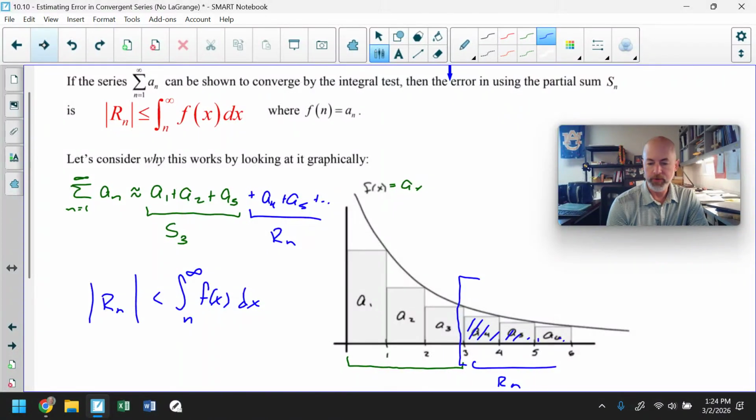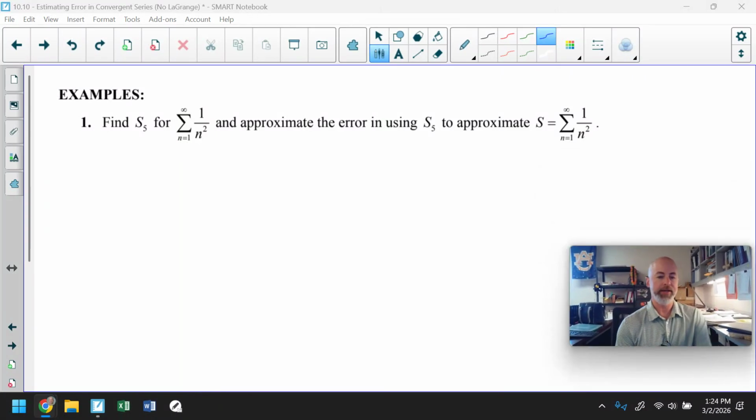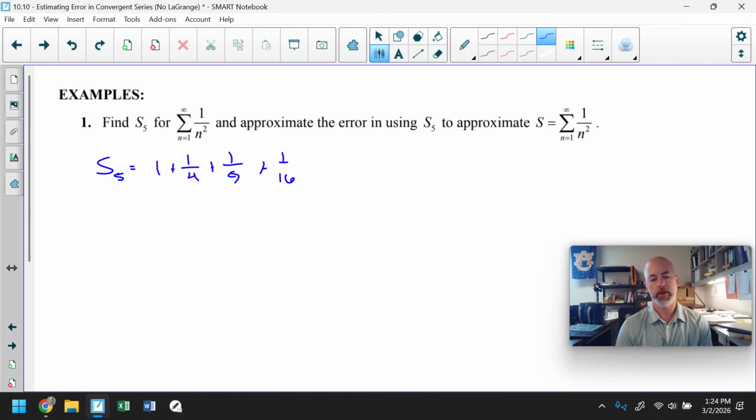Now we're going to put it into practice a couple of times. Let's look at this. I'm going to estimate the sum of this series using s sub 5. So s sub 5 would be 1 over 1 squared plus 1 over 2 squared plus 1 over 3 squared plus 1 over 4 squared and 1 over 5 squared.